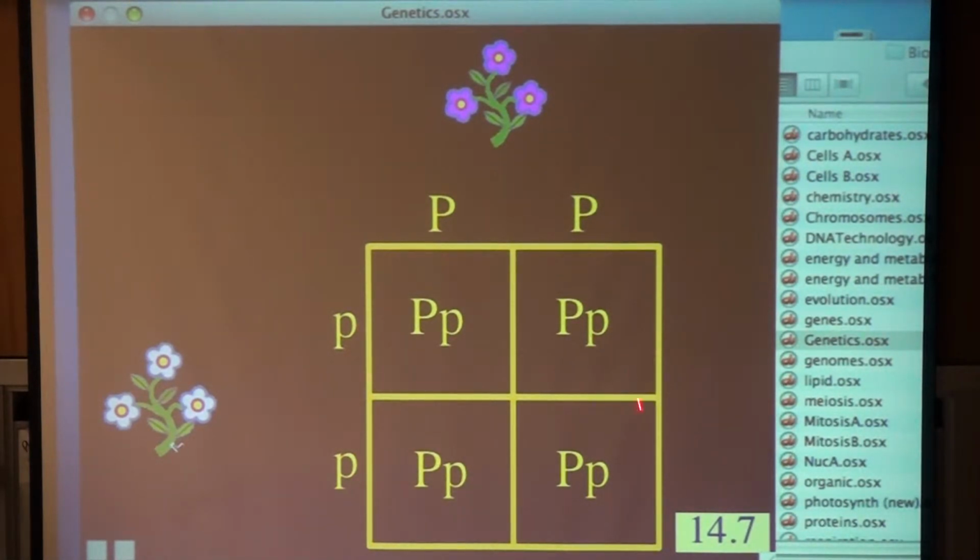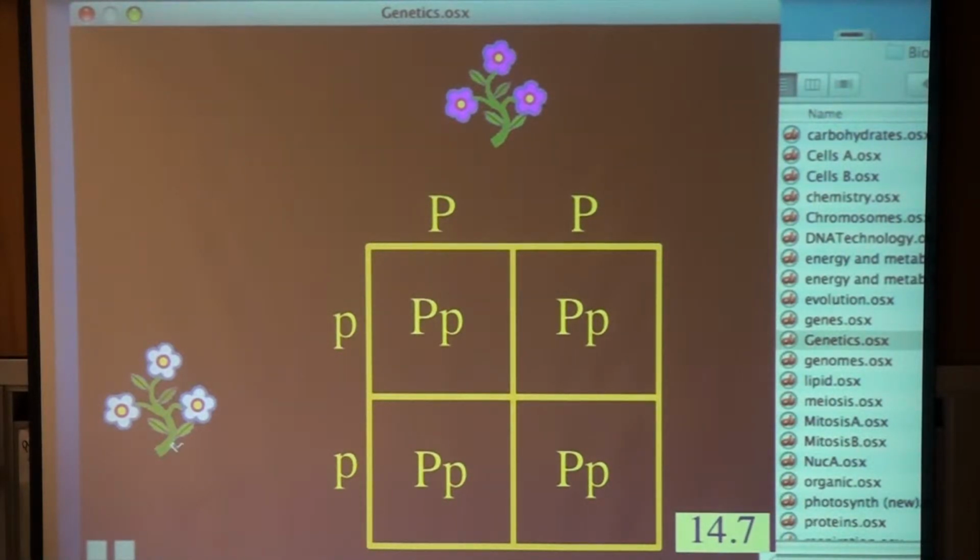So if the plant you're talking about was homozygous dominant, the purple plant, and you cross it with a homozygous recessive, if you do the Punnett square, all the squares have to be big P, little p for the offspring. So each offspring has a 100% chance of being big P, little p, which is purple. So you should get all dominant phenotype offspring.